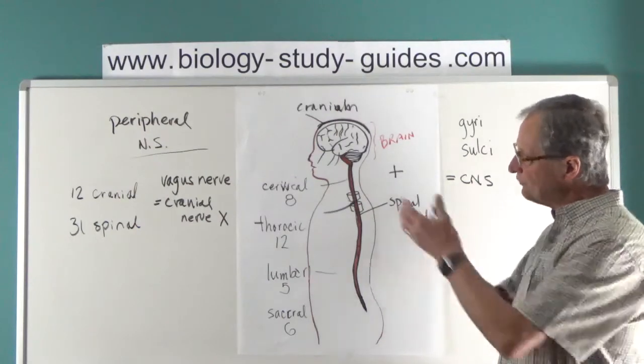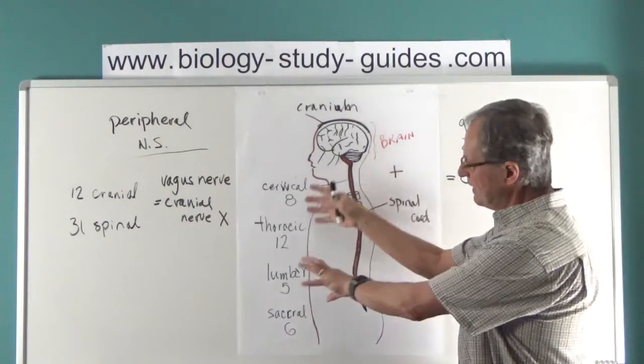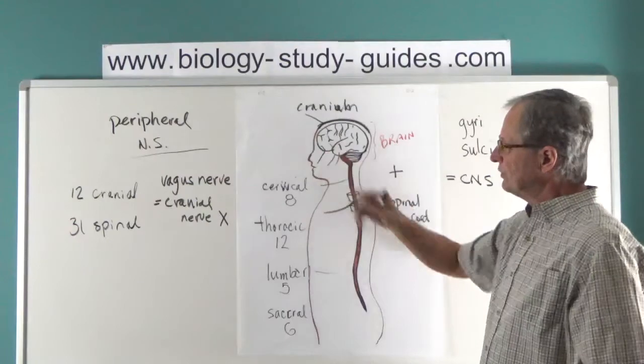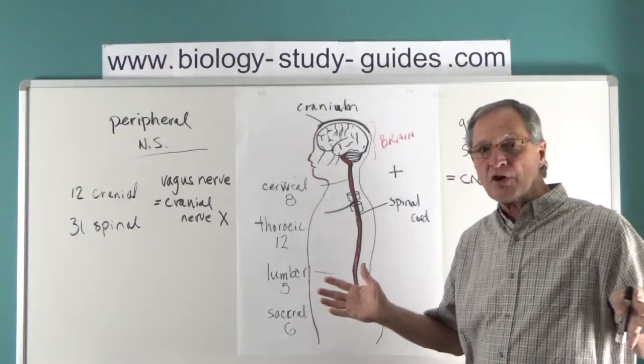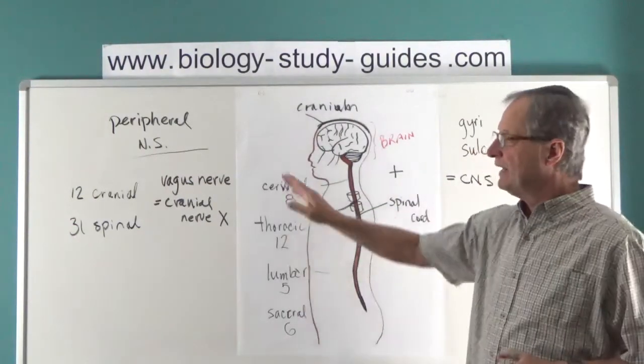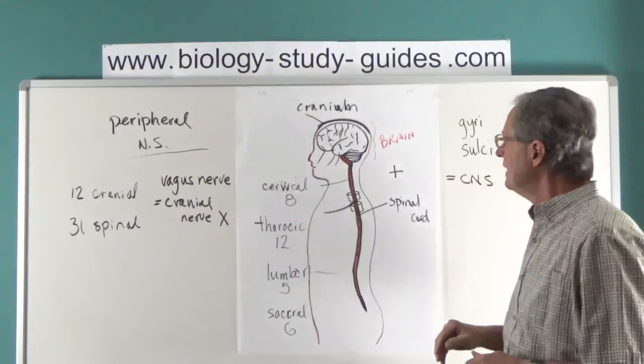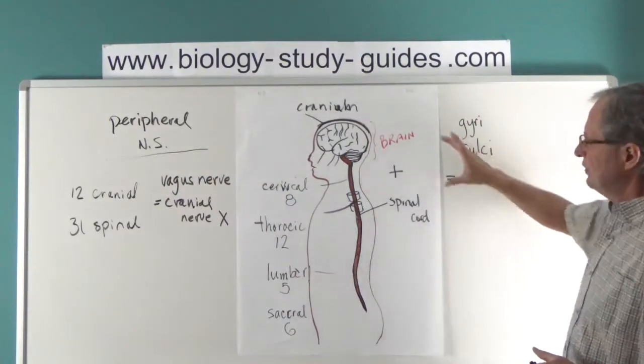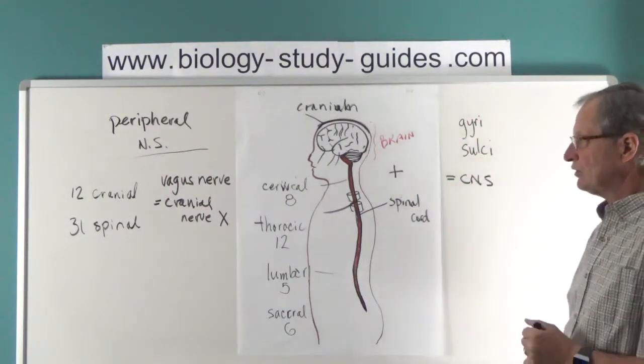So we have a peripheral nervous system, which is made up of all of these spinal nerves and the cranial nerves and the branches of all those nerves, which go all over the body, hence the word peripheral. And we have a central nervous system, which is just the brain and the spinal cord.